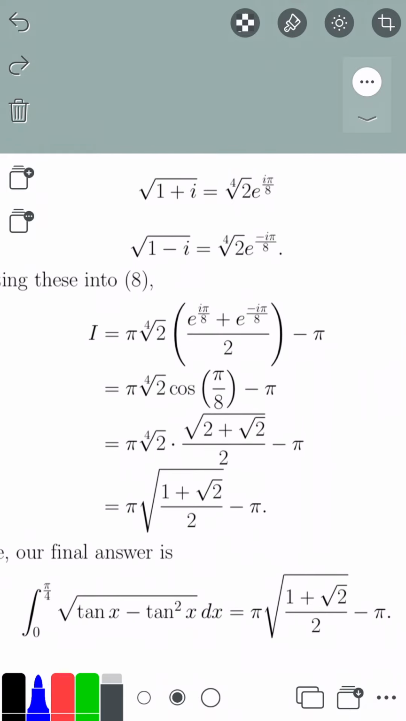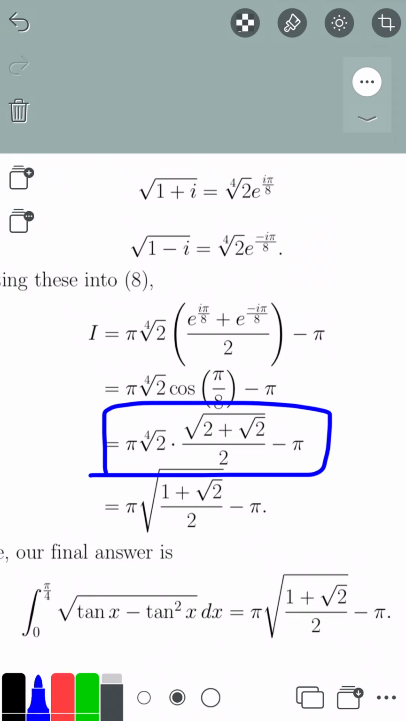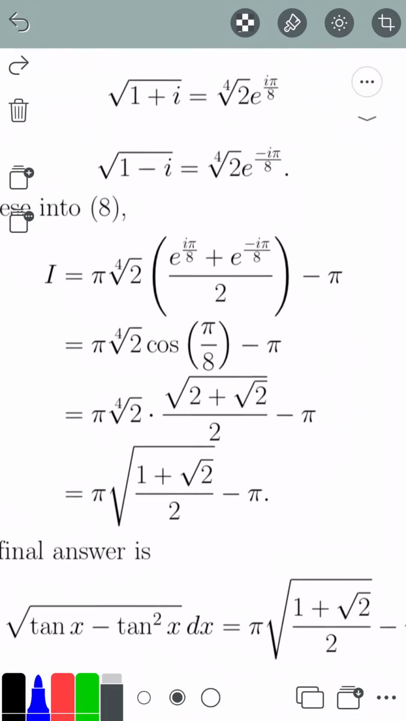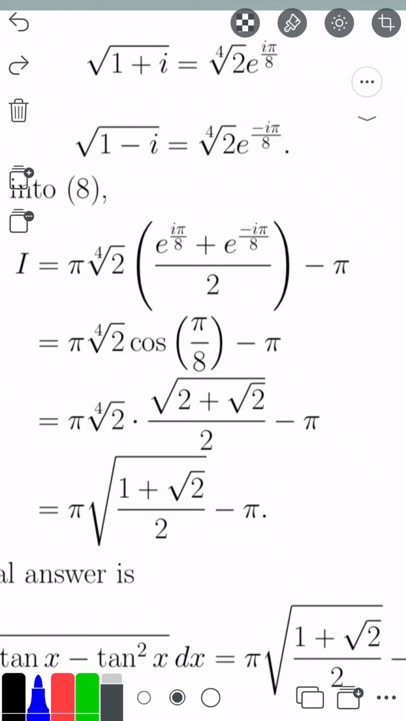And then using some trigonometric identities, we can find that cosine of pi over 8 is equal to square root of 2 plus square root of 2, and then over 2. So this is what we get for I. And then, just simplifying algebraically, you can see that the fourth root of 2 is basically the square root of the square root of 2.